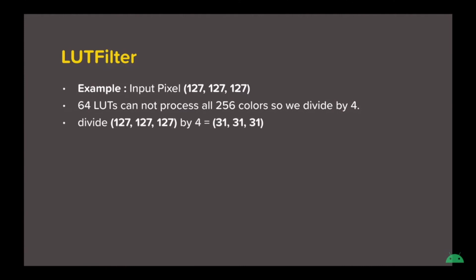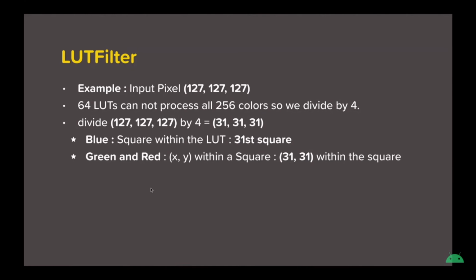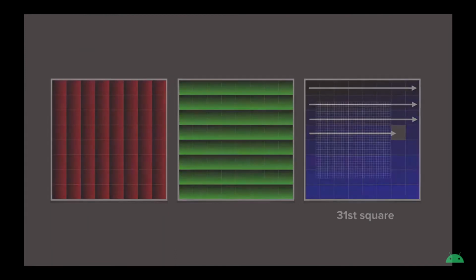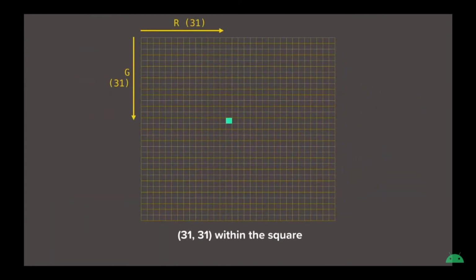So let us take an example. We have an input pixel 127, 127, 127. Since we have a 64 LUT and pixel values are in the range of 0 to 255, each four values will map to one value in the 64 LUT. So we divide our input values by 4, and we get this. Blue should give me the 31st square, and within that 31st square I need to look at the green and red values. So this x and y should give me the exact output value that I need to use. In pictorial form, blue gives me the 31st square, and within the square the R and G values give me the correct output value that I need to choose.